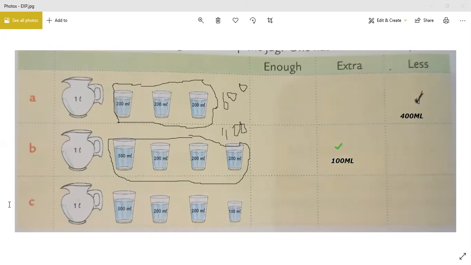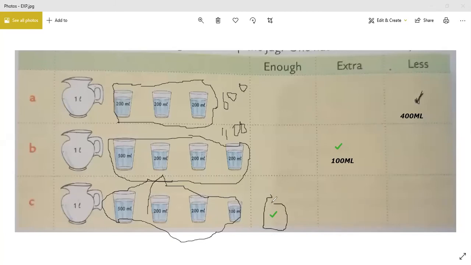Ma'am, enough. Why enough? Ma'am, because the total is 1000 milliliters and the capacity of the jug is also 1000 milliliters. If you calculate all four glasses together, 500 and 500, 500 plus 500 is 1000. This is also 1000. So this will be enough.